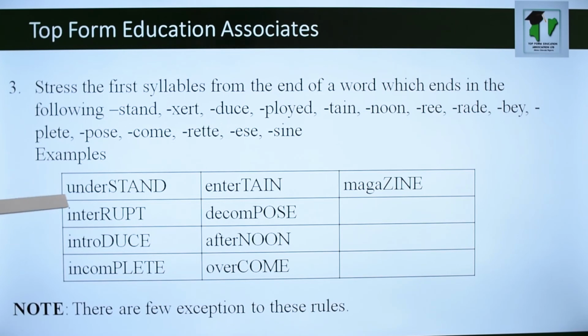Here we have words like this. Like this one, it has 3 syllables: 1, 2, 3. Understand. You stress this. This is the first from the back. Interrupt. Introduce. Incomplete. Entertain. Decompose. Afternoon. Overcome. And magazine. So when you have all these, the stress is on the what? On the first from the back.